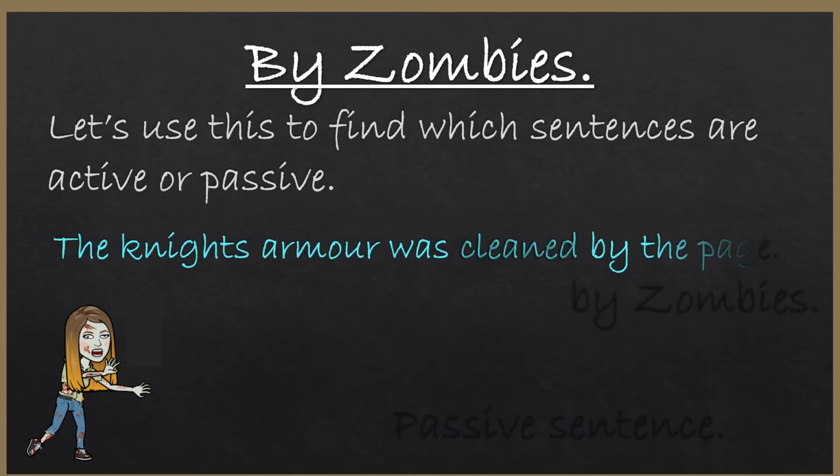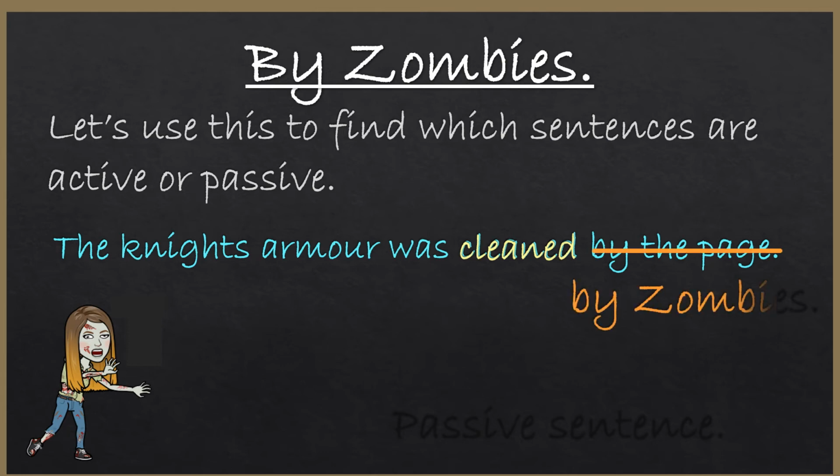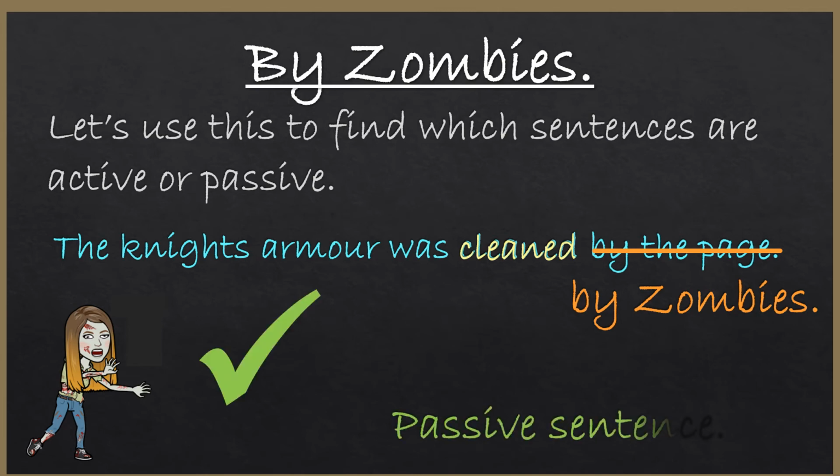Here is our next sentence. The knight's armour was cleaned by the page. Once again, we need to find the verb. Remember, this is our action word. That's correct. It's cleaned. Now we need to cancel off anything else after the verb, and we need to change it for by zombies. Now does our sentence still make sense? The knight's armour was cleaned by zombies. It may sound a little funny, but it still makes sense, which means it's correct. This is a passive sentence.